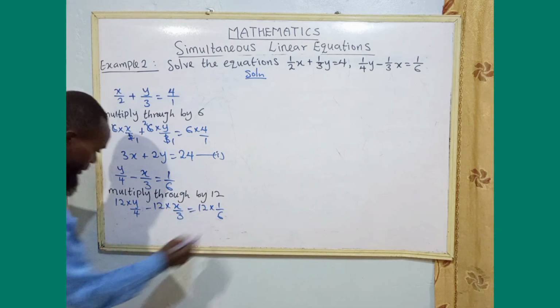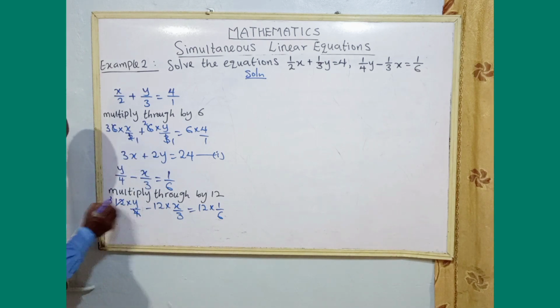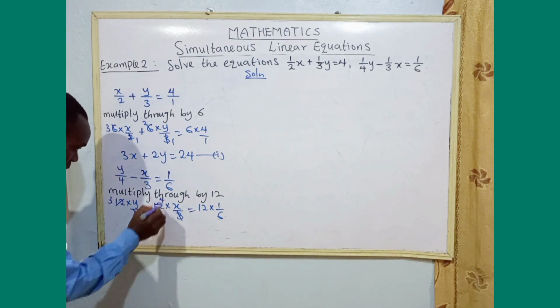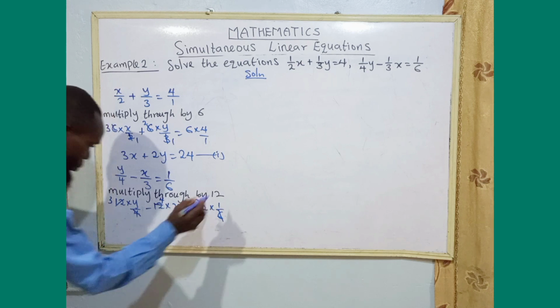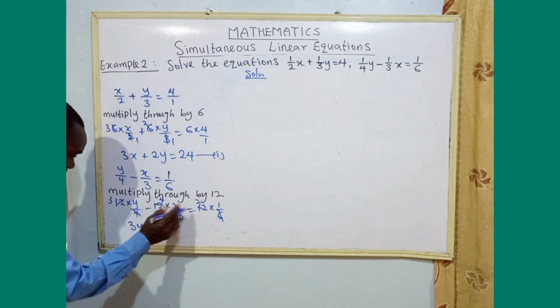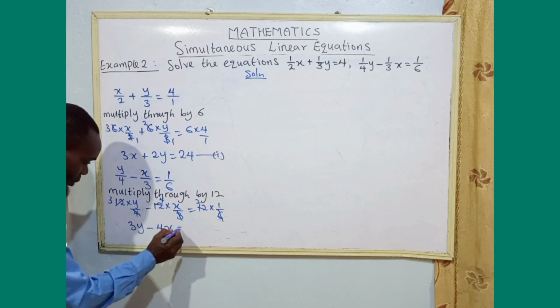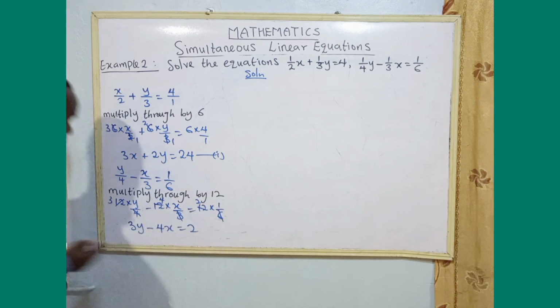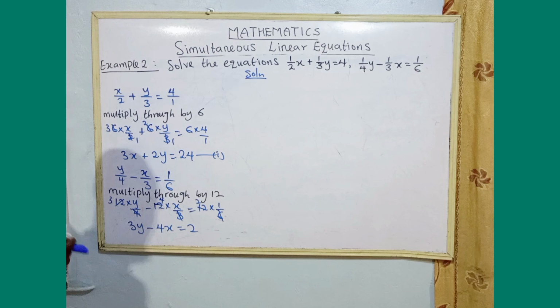by 1 over 6. 4 goes into 12 three times, 3 goes into 12 four times, 6 goes into 12 two times. So we have 3 times y, 3y, minus 4 times x, 4x, is equal to 2 times 1, we have 2. Now if you look at the first equation, x comes first, then here y comes first.